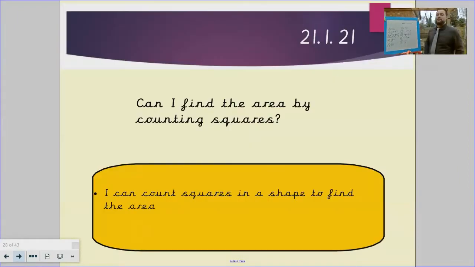So today is all about, can you find the area of a shape by counting squares? Now, yesterday we were looking at area and how it is the space inside a 2D shape. And what we did yesterday, you should have been able to see, when you start putting shapes together inside an area, the easiest way to divide your shape up is into squares. Okay.